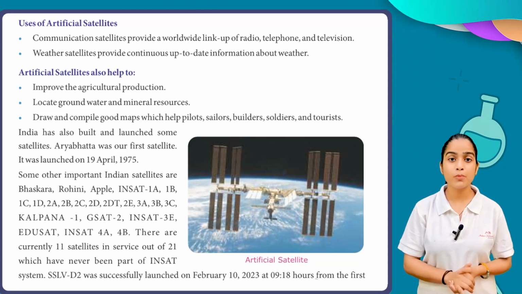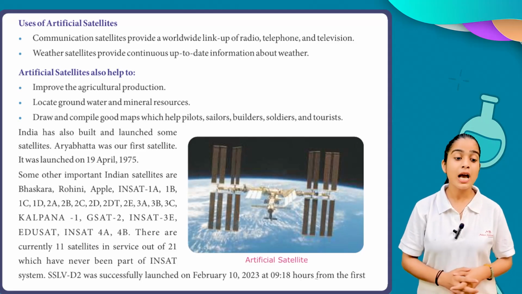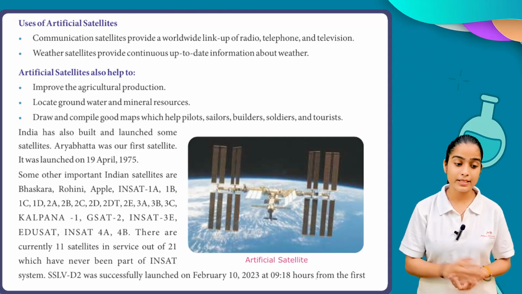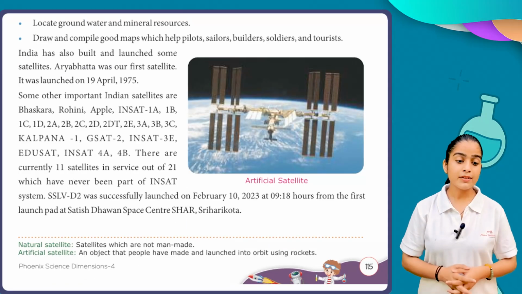It is very important for you students to learn this kind of information, because it's your general knowledge. Now some other important Indian satellites are Bhaskara, Rohini, Apple, INSAT 1A, 1B, 1C, 1D, etc. These are the other satellites, but Aryabhatta is one of the special satellites. Currently, 11 satellites are in service out of 21 which have been part of the INSAT system.